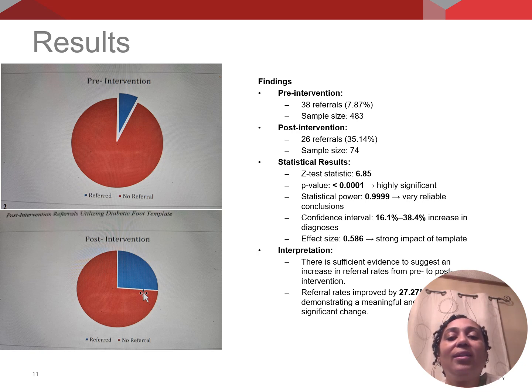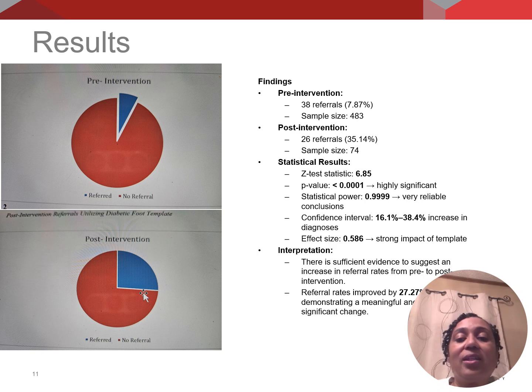The findings were highly significant. The statistical power was 0.999, reflecting a very high probability of detecting a true effect and confirming that both the sample size and the effect size were sufficient for a reliable conclusion. The p-value was less than 0.0001, providing strong evidence that the template produced meaningful change, with referral rates highly likely to increase if the template is used promptly and consistently.